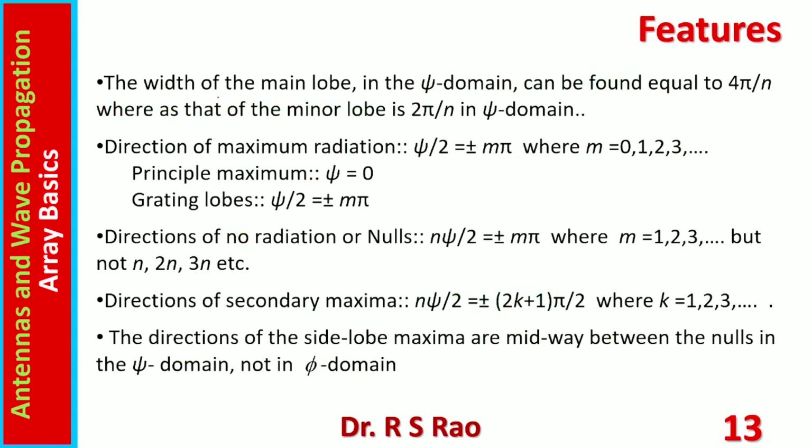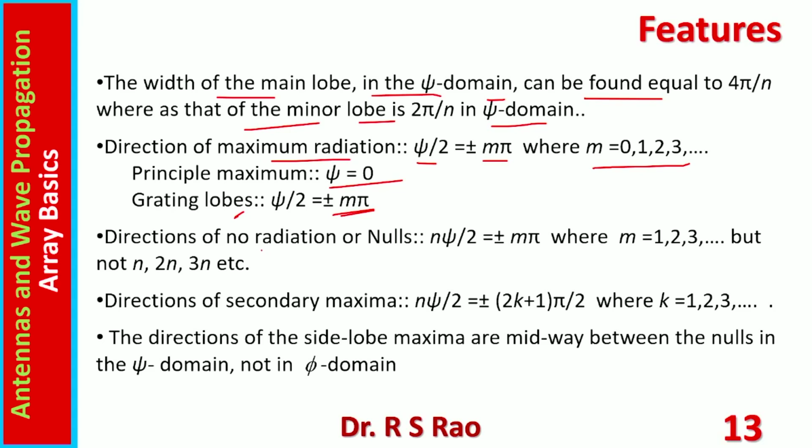Some more features. The width of the main lobe in psi domain can be found equal to 4 pi over n, whereas that of minor lobe is 2 pi over n in psi domain. Direction of maximum radiation. Psi by 2 is equal to plus or minus m pi, where m equal to 0, 1, 2, 3. Principal maximum corresponds to psi equal to 0. Grating lobes correspond to psi by 2 equal to plus or minus m pi.